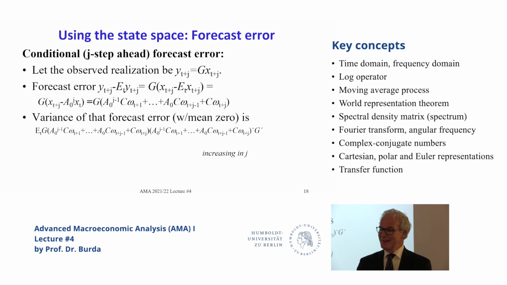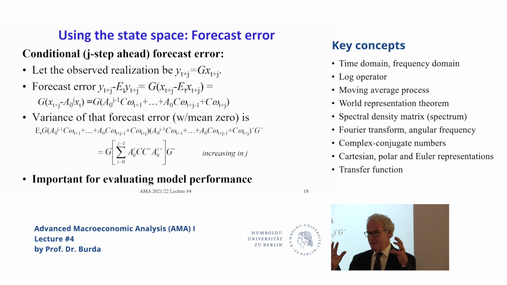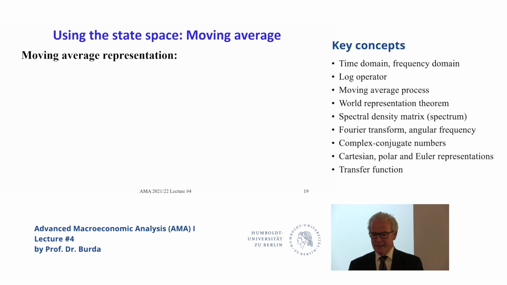So think of it as a sandwich with the pieces of bread being the G, and inside is this increasing pile of ingredients in the sandwich as we move J further and further away from zero. Okay, so this is often used as a metric for model performance. Okay, now it's going to get interesting.